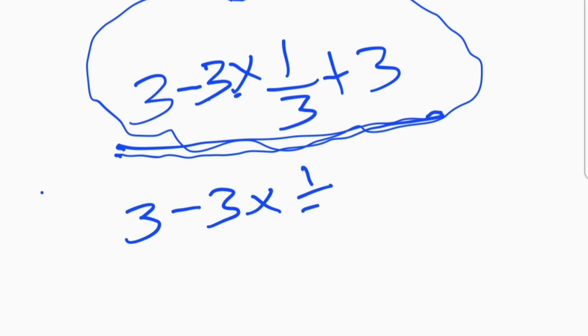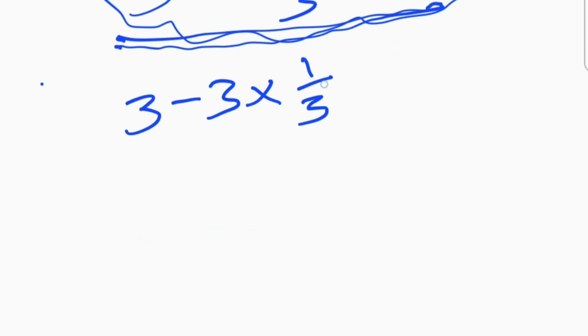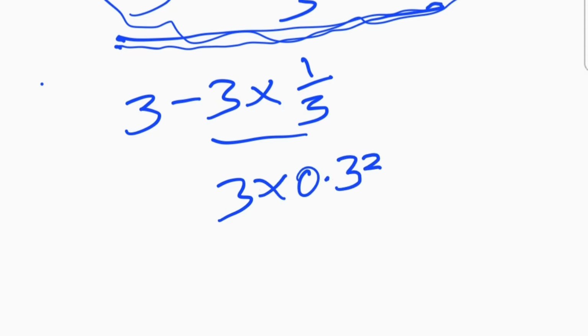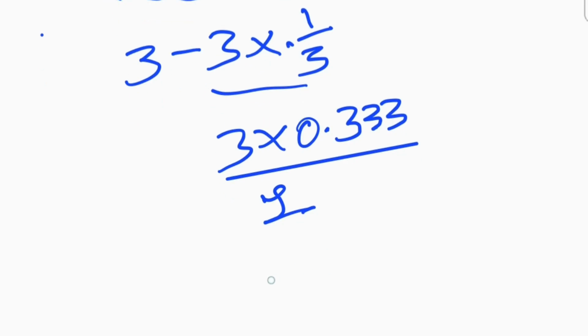To solve this, first we have to do the multiplication and division. So here, 3 multiplied by 1 over 3. That means 3 multiplied by 0.333, which would give you 1. Or you can multiply 3 by 1, which gives you 3, then divide 3 by 3, which gives you 1 again. So it doesn't really matter.